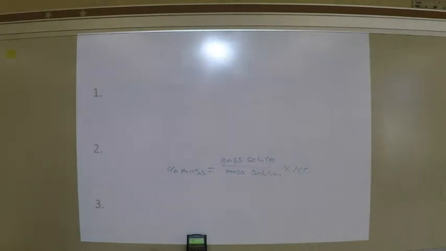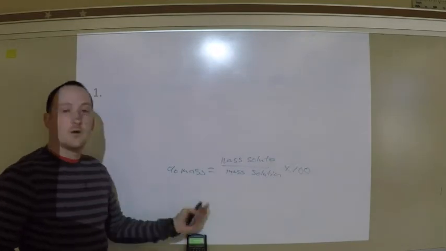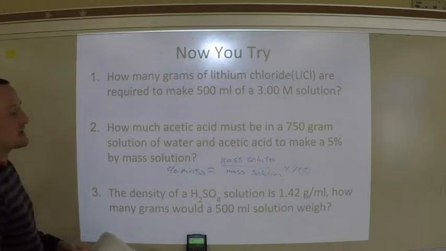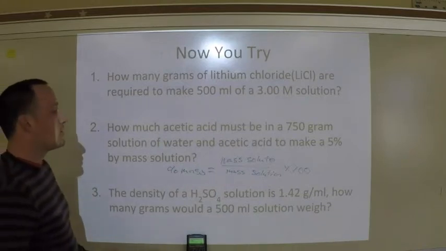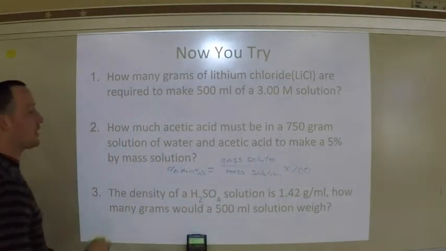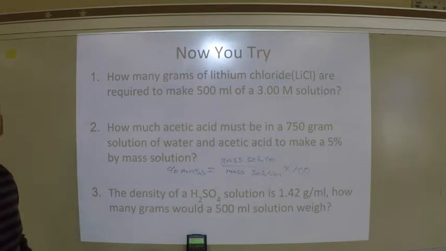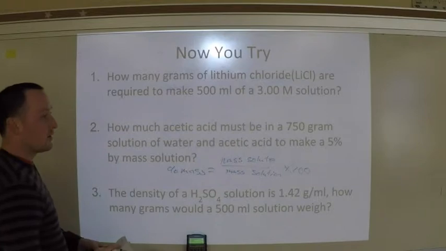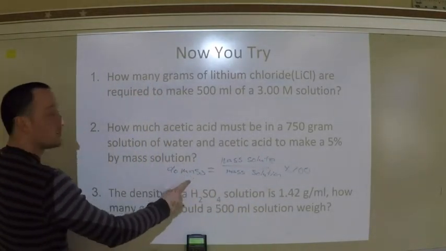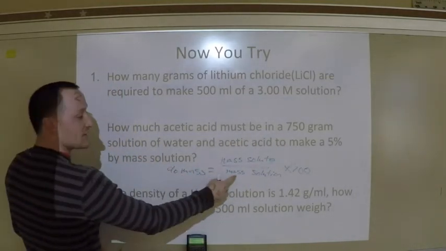So I'm going to go to this page now. So again, we're going to plug in the values that we're given, and then we're going to solve for the one we don't have. So it said, how much acetic acid must be in a 750 gram solution? Okay, so that's important. We have a 750 gram solution of water and acetic acid to make a 5% by mass solution. Okay, so it said it's 5% by mass. So I'm going to put in my 5 here. And I've got 750 grams of solution, so that's going to go on the bottom here.